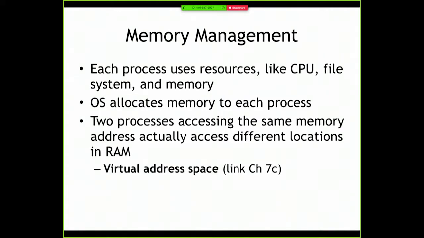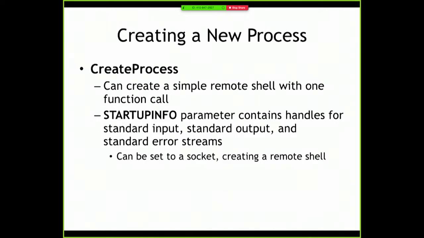And so each process has its own memory region, and if 2 processes access the same memory address, they're actually accessing their own separate copy of that memory address. That's the virtual address space. They each think they're running at 400,000, but they each have their own little spot, which is in fact randomized on modern systems. So you can create a process with CreateProcess, and then you have a parameter to pass in all this information, like what it's going to connect to for input and output and all that jazz, or connecting it to a socket, creating a remote shell.